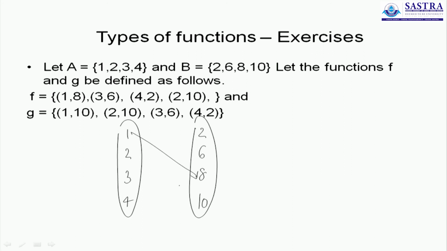1 to 8, 3 to 6, 4 to 2 and 2 to 10. It's obvious that this mapping is both 1 to 1 and onto. So you have a bijection.